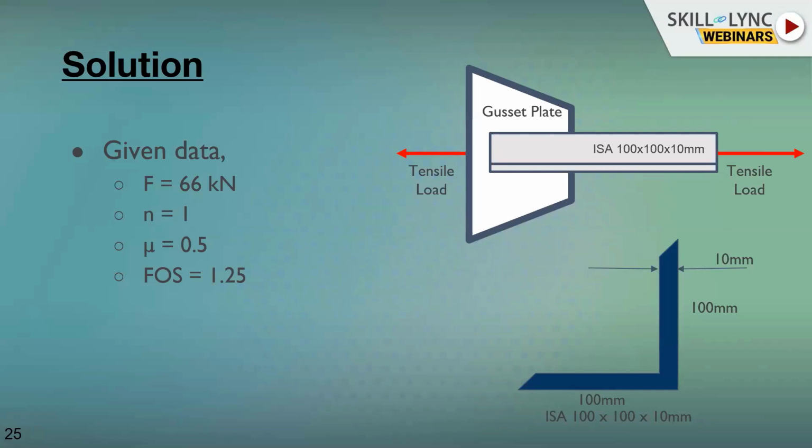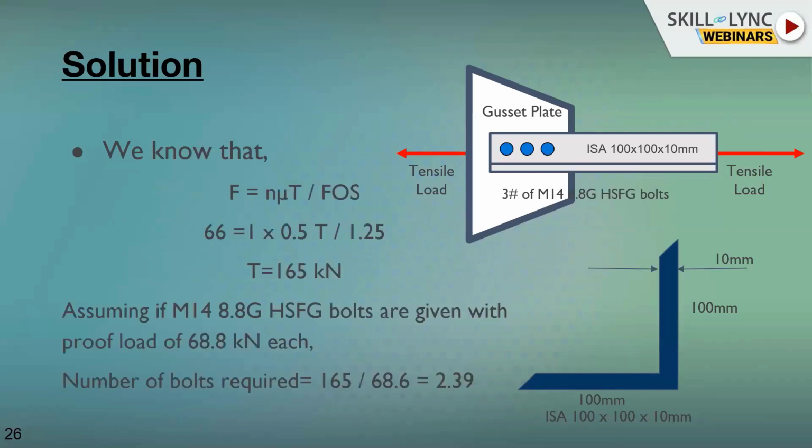Next slide, please. We know the formula, F equal to N mu T by FOS. All the values we know except T, so T you can find out. Here it is 165 kilonewton. Based on this, I have assumed M14 bolts of 8.8 grade. You can assume any bolt of market availability, that you can design on your own choice. But based on which diameter you adopt, you need to put the appropriate proof load to calculate how many bolts are required. When you put that, the number of bolts required comes up here as 2.39.